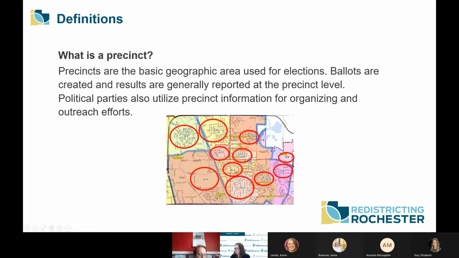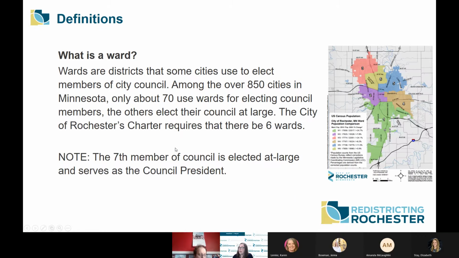And so you can see kind of all these little numbers on this screen, which is pretty small, but I've got red circles around them. Those are wards and precincts. The precincts are within the wards there. And then wards are the districts that some cities use to elect members of city council. So in Minnesota, there are over 850 cities, but only 70 use wards for electing council members. The other cities elect their council members at large.